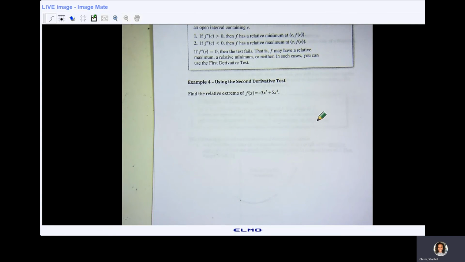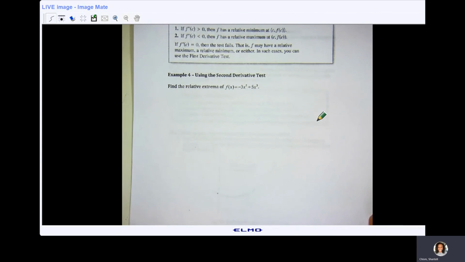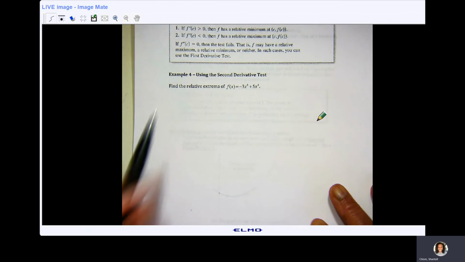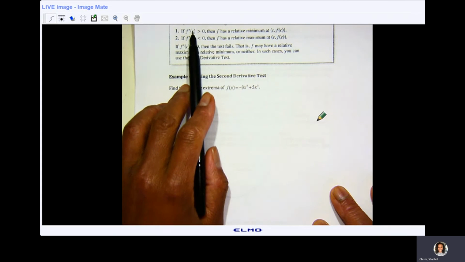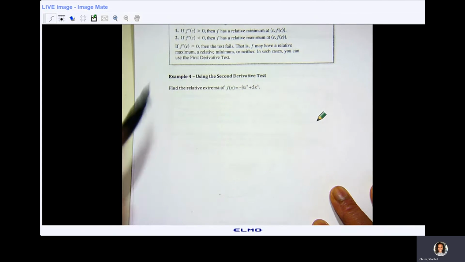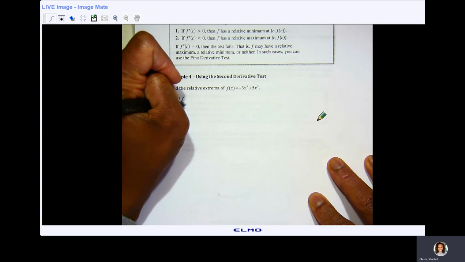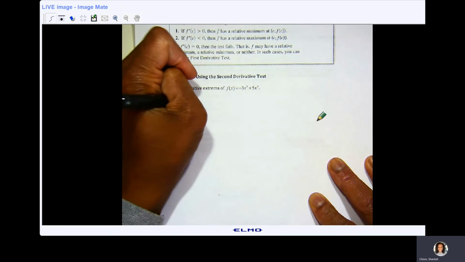Okay, so let's look at this last example here in this section, the second derivative test. It says, find the relative extrema using the second derivative test. So what I'm going to do is find the critical values of f double prime. Because according to the second derivative test, I need f double prime. The first thing I'm going to do is find f prime, the first derivative.